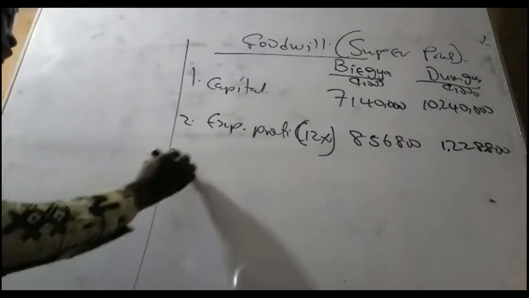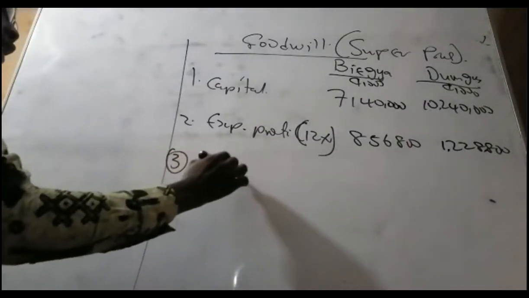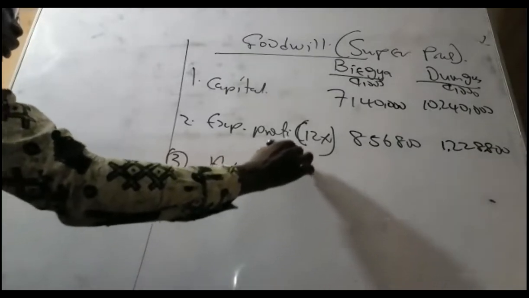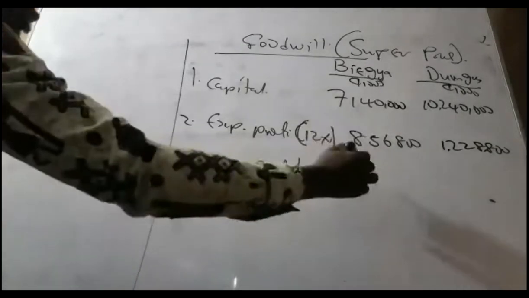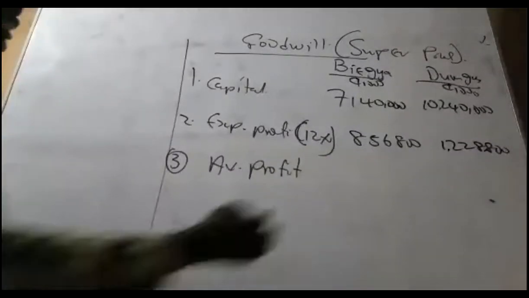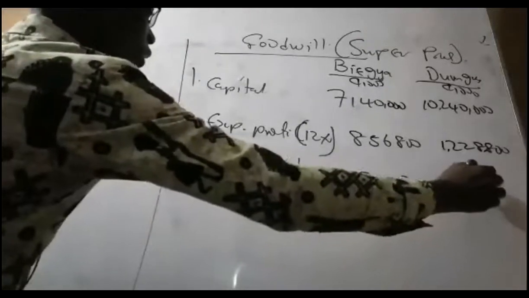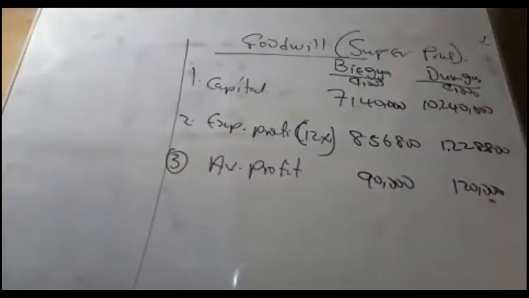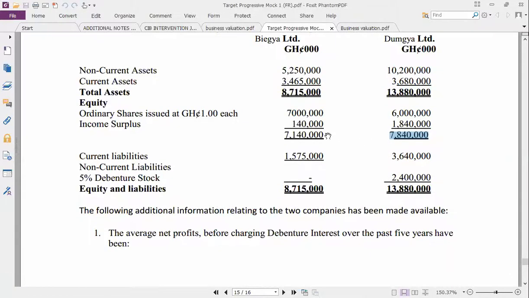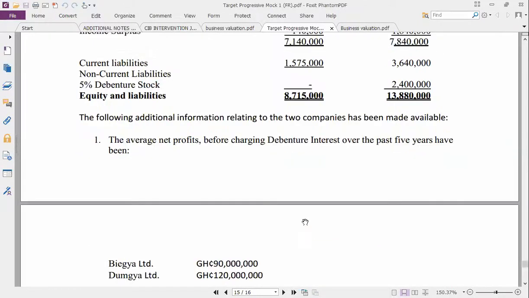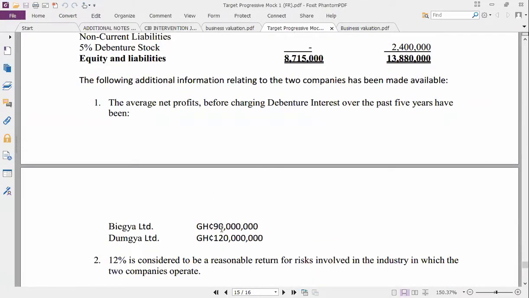So step 3, average profit. They have given it to us. They said this one is 120 and the other is 90. So 90,000 versus 120,000. How do you know? It's given to us in the question, so we can pick it from the question. Average profit is Dimja 120, Bija 90. Then we are done. Good.